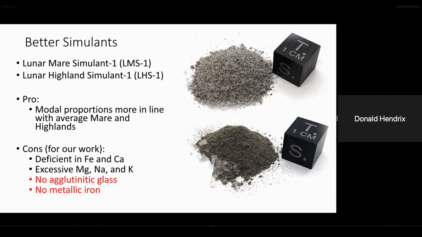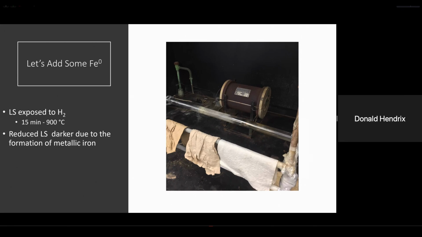However, there are still drawbacks in using these simulants in that they're deficient in iron and calcium, and there's too much magnesium, sodium, and potassium. It highlights the disadvantage of having to rely on terrestrial materials in making lunar analogs. But again, the primary drawback is that there's no agglutinated glass nor metallic iron. So we can get around the metallic iron problem.